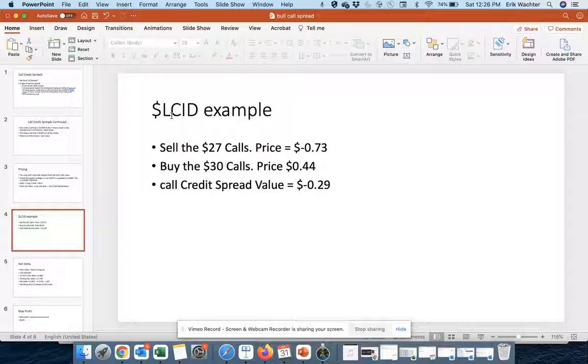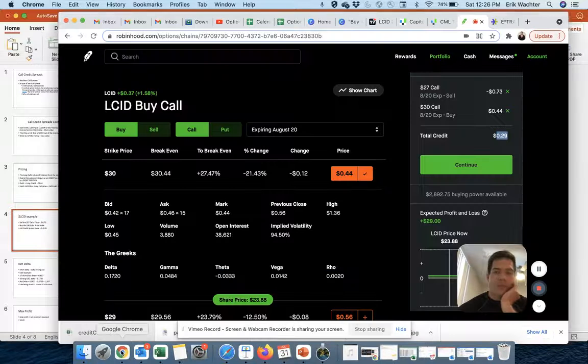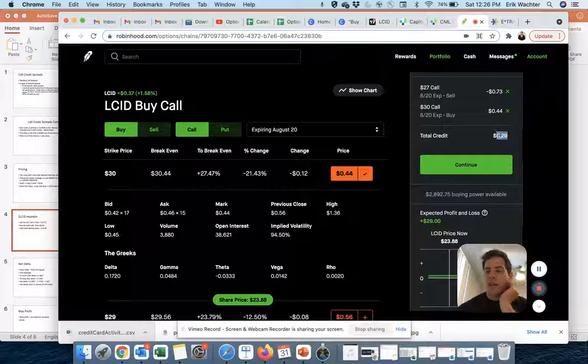So here's our Robinhood example. We're selling the $27 call at 73 cents, and we're buying $30 calls at 44 cents. Net credit of that is 29 cents. Okay. And once again, 29 cents, selling that, buying that, they subtract 29 cents. That's how you derive that.